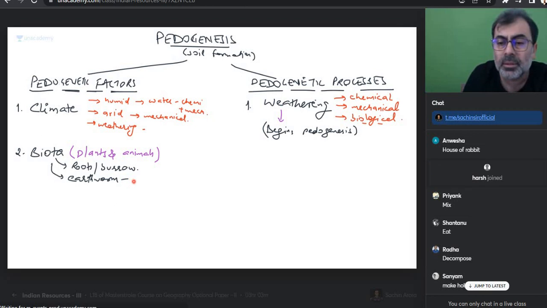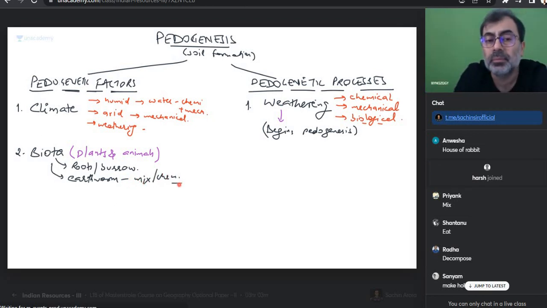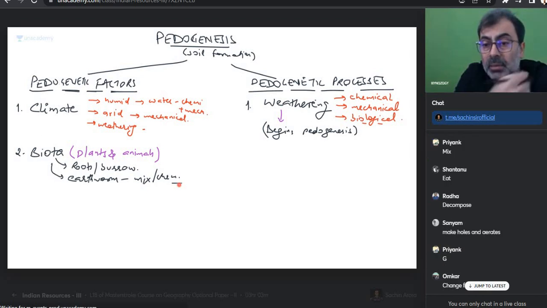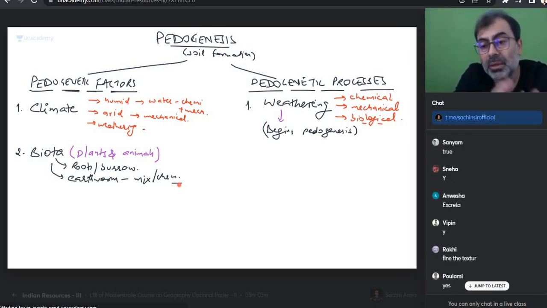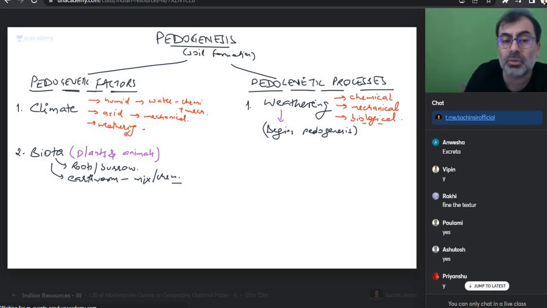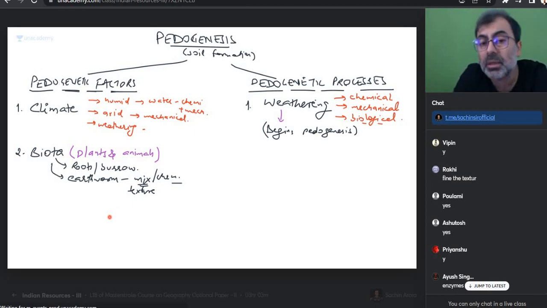What is it doing? It is mixing. And is it adding some chemicals along with it or not? Can plants and animals secrete chemicals? Yes or no? Omkar says he doesn't know whether it changes the fertility or not. Raki says the texture can also change, it can chew and mix it. Yes or no? Enzymes are there.